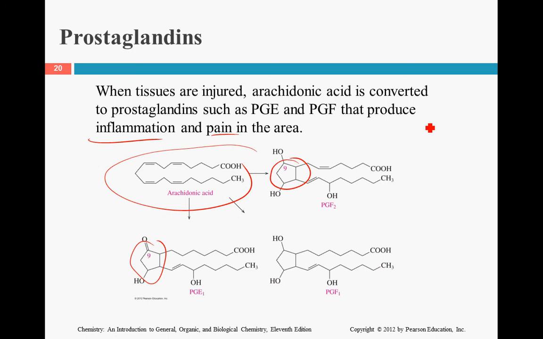So if we go back up here, here's the 5-ring carbon. Here's the substituents on the 9th carbon. 1, 2, 3, 4, 5, 6, 7, 8, 9. They started counting at the carboxylic acid. That's where they got the 9th carbon from. Notice one's an OH and one's a double bonded oxygen. That's the only difference between the two.